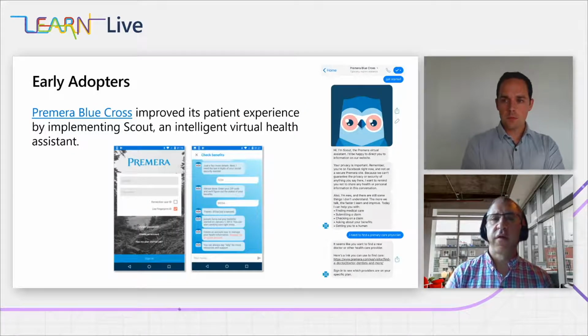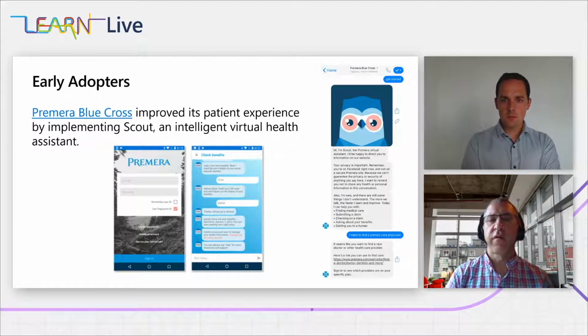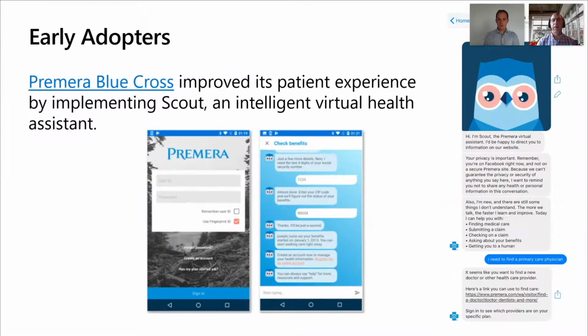Another one of our early adopters was Premera Blue Cross up in the Pacific Northwest. They used their virtual health assistant named Scout, and Scout provided information to their members in order to help them find medical care, submitting claims, checking on claims status, inquiring on eligibility, and other health plan related information, reducing the call volume at their contact centers drastically with the implementation of the bot.